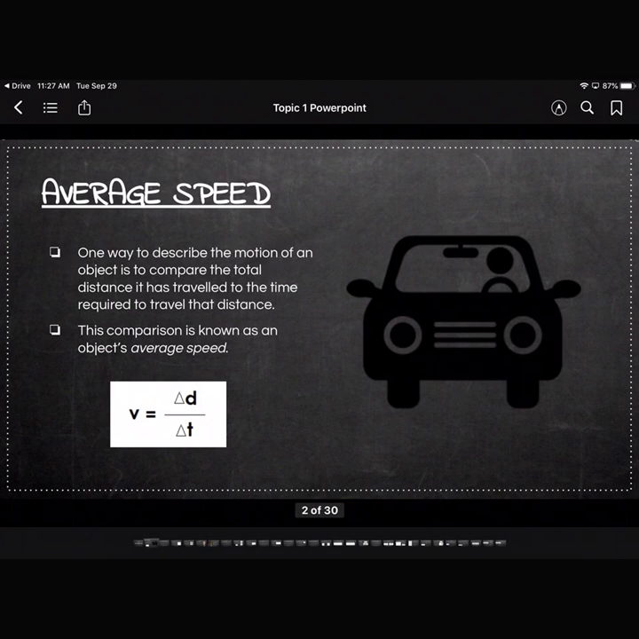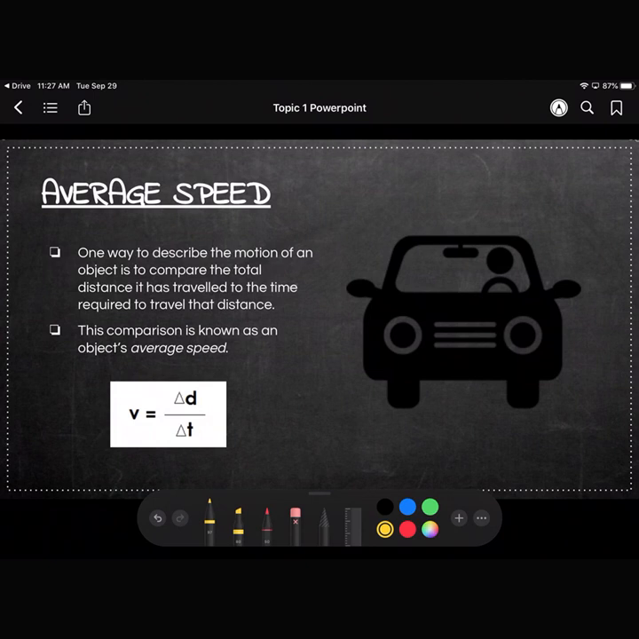Anyway, so yeah, we calculate our speed in kilometers per hour, but that's not necessarily the way we do it in science. We only do meters per second. But if we're talking about cars, I'm just going to write this here. We do kilometers per hour and we do meters per second.